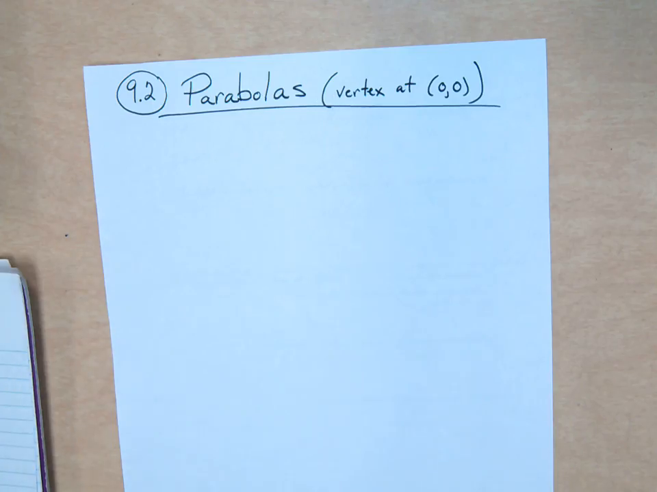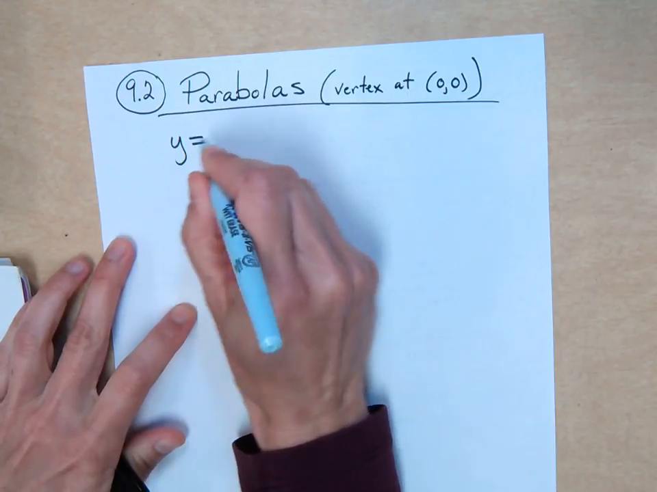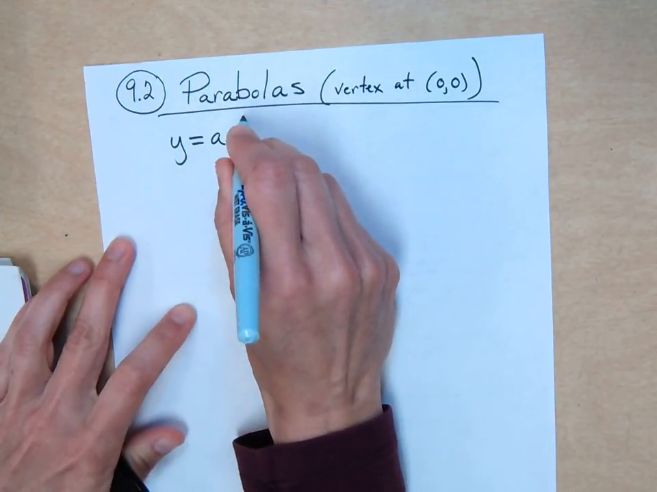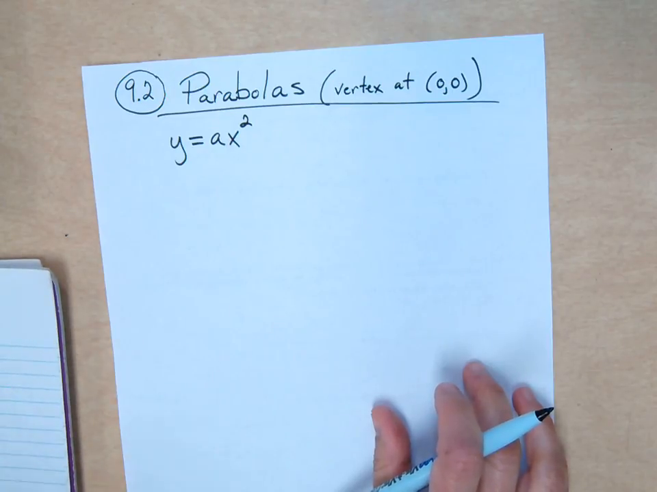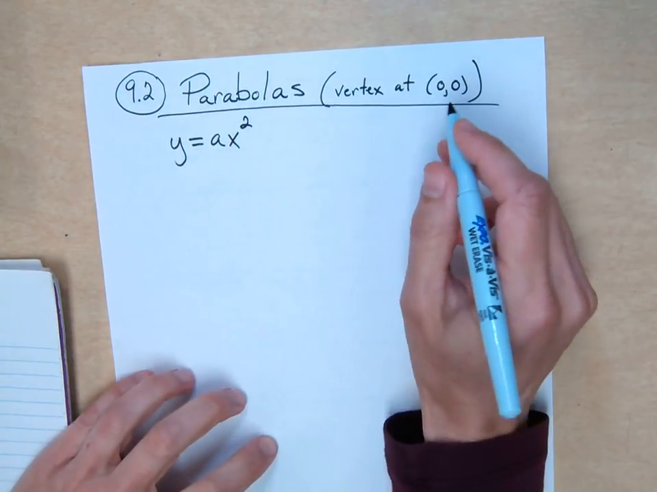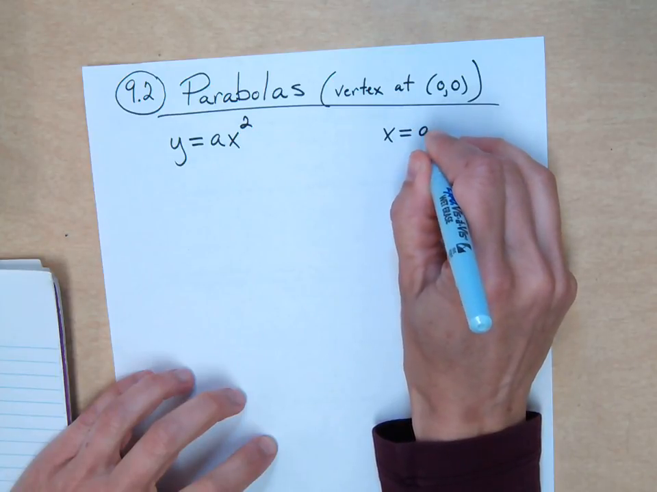Section 9.2, parabolas. The vertex for all of these is going to be at 0, 0. So you've got two choices. You've got either y equals ax squared, which is what you're used to from the beginning of the year, or you might also solve it this way and get x equals ay squared.